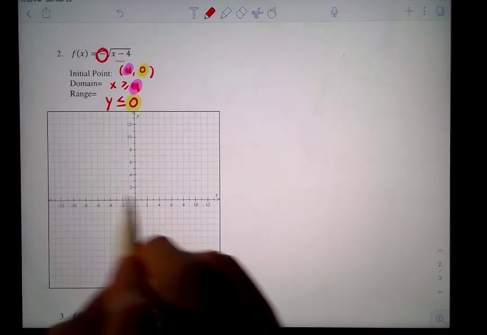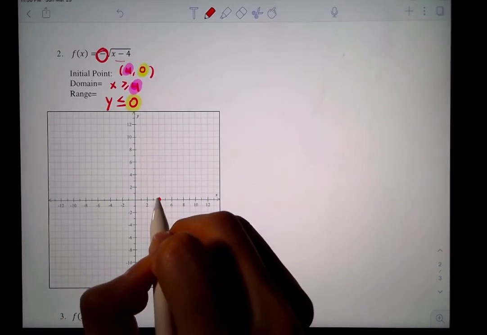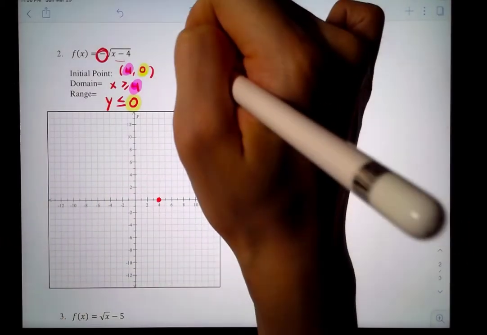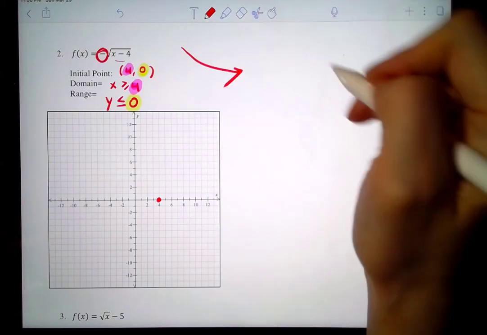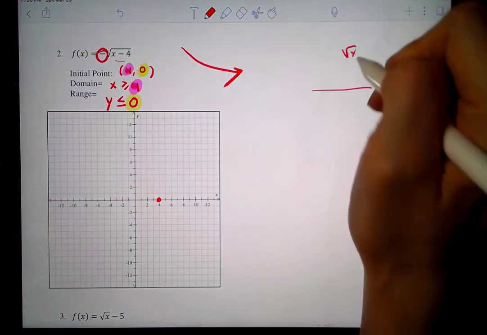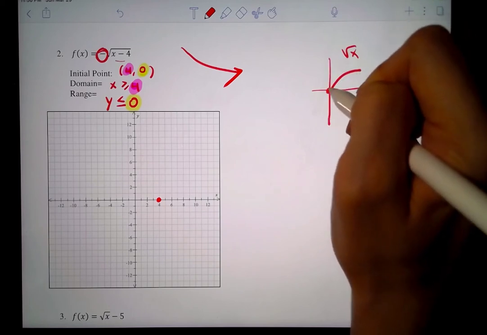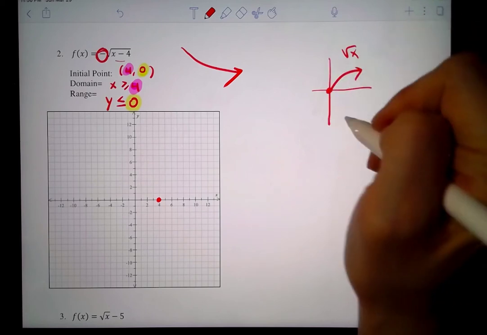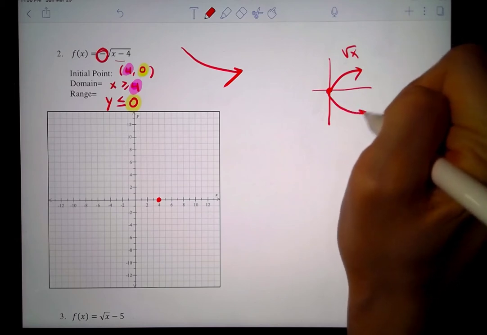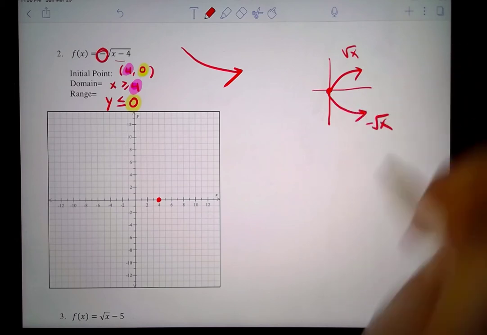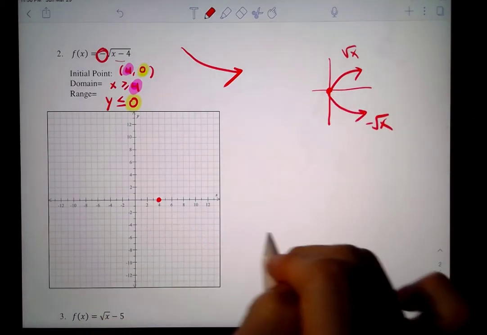So let's get the graph. So 4, 0. And you know what? The graph looks like this, because that's my parent function. Square root of x is like that, right? But from the 0, 0, this is my square root of x. And negative square root of x, then that looks like this. That's negative square root of x. So the graph goes down.